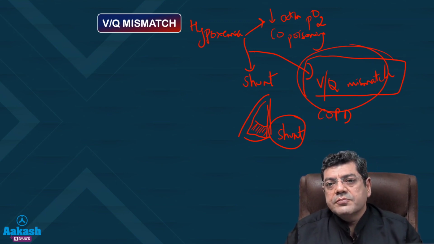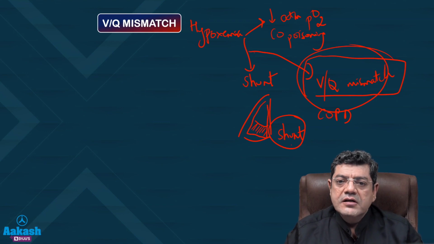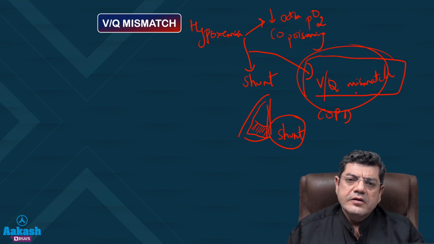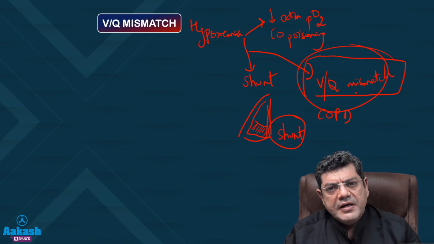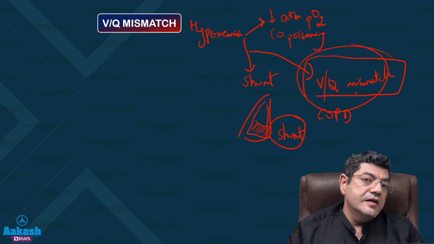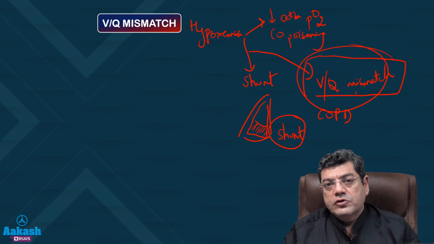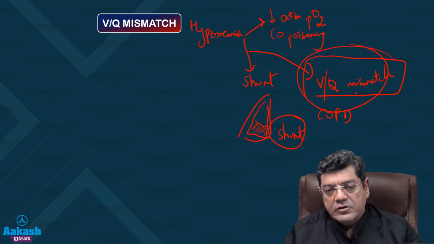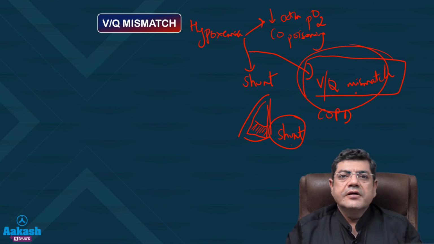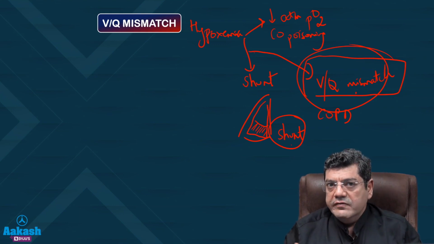Which do you think will respond better? Shunt or ventilation perfusion mismatch? See, in a shunt, when you give supplemental oxygen, what are you basically improving? You are improving oxygen supply to the already well aerated and well perfused parts of the lung. If you took the example of right lower lobe pneumonia, all the other lobes are being appropriately perfused and ventilated even before you were giving supplemental oxygen.